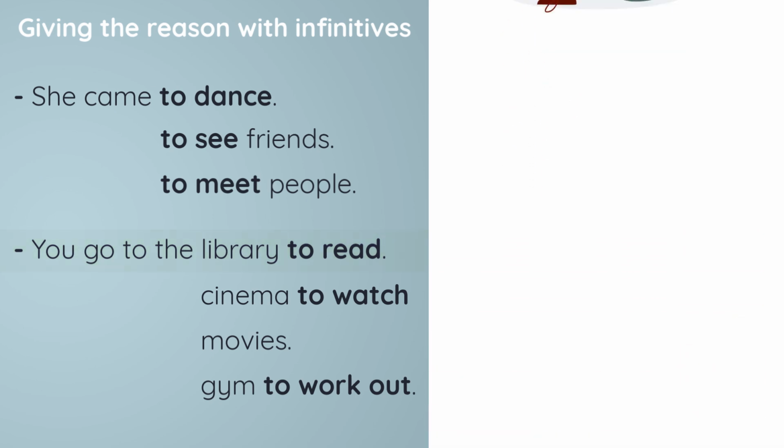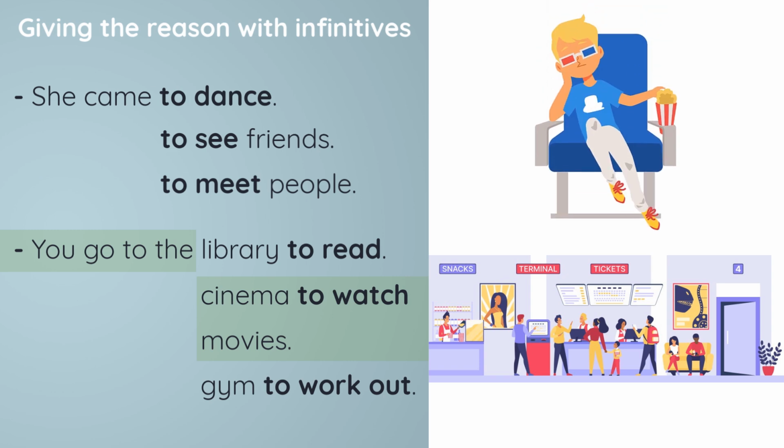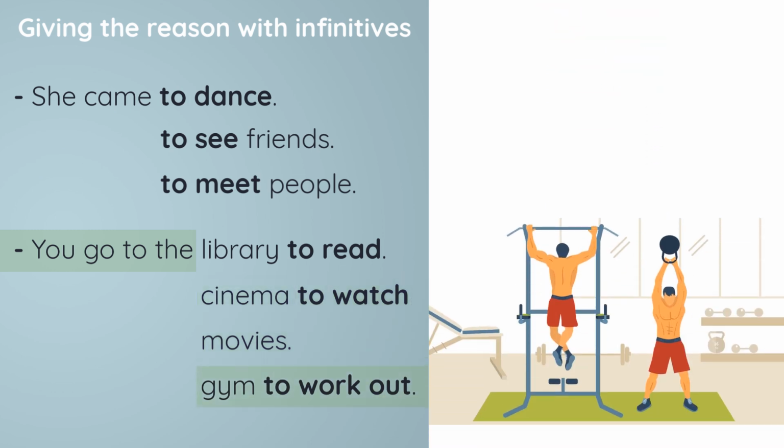Now I want you to think about the cinema. Why do you go to the cinema? What's the reason? You go to the cinema maybe to watch movies. So what part is the infinitive verb in this? So again, we have the preposition to and the base verb, which is watch. This is the infinitive. You go to the cinema to watch movies. Let's look at another example.